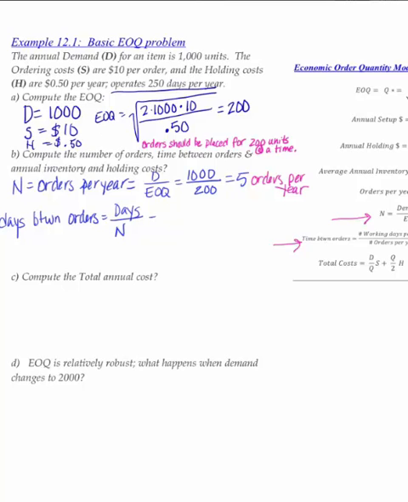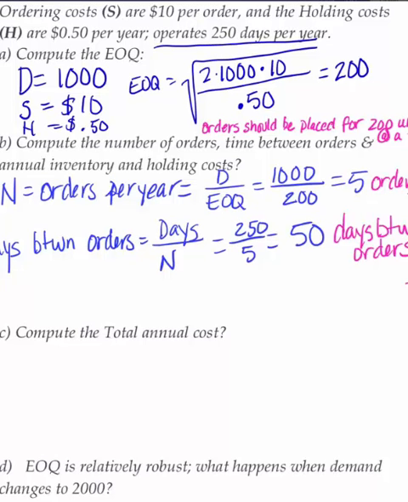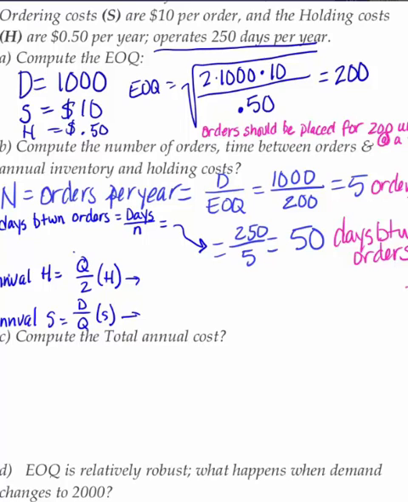So days between orders then are calculated as the total number of days, which is 250, divided by N, which is our 5 orders per year, which will give us 50 days between orders. Okay, so next we'll calculate the annual inventory and holding costs. So our annual holding costs will be calculated as Q divided by 2, so our order quantity is 200. We divide that by 2, and we multiply by H, which was 0.5.